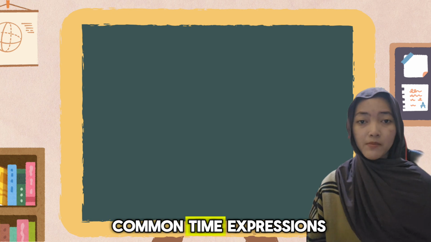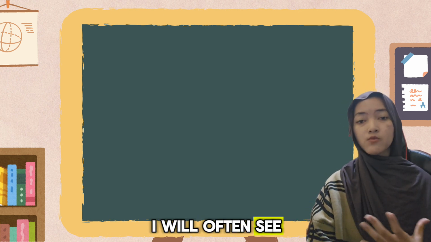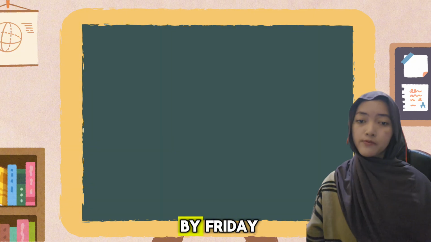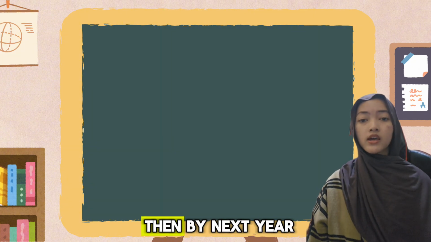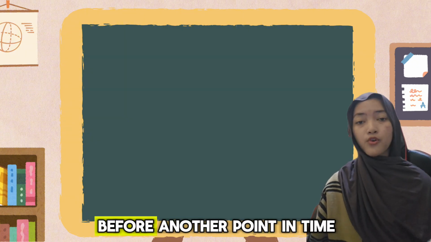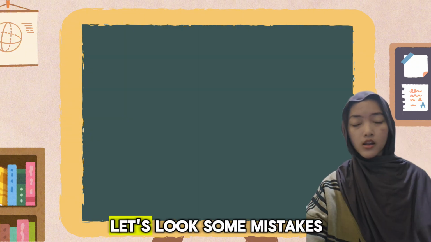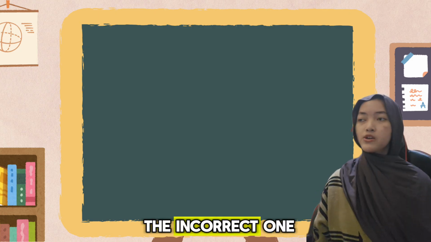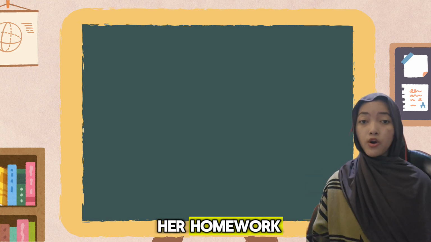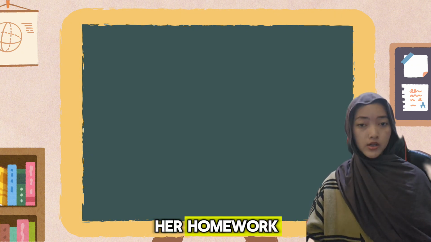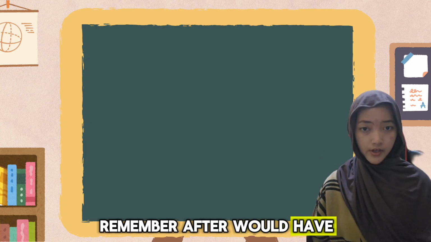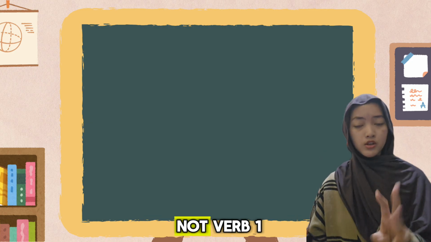And these are the common time expressions. You will often see words like by tomorrow, by Friday, by then, before, by the end of the month, and by next year. These expressions help us understand that the action is expected to be complete before another point in time. Let's look at some mistakes. The incorrect one: she would have finish her homework. And then the correct one: she would have finished her homework. Remember, after would have, always use verb 3, not verb 1.